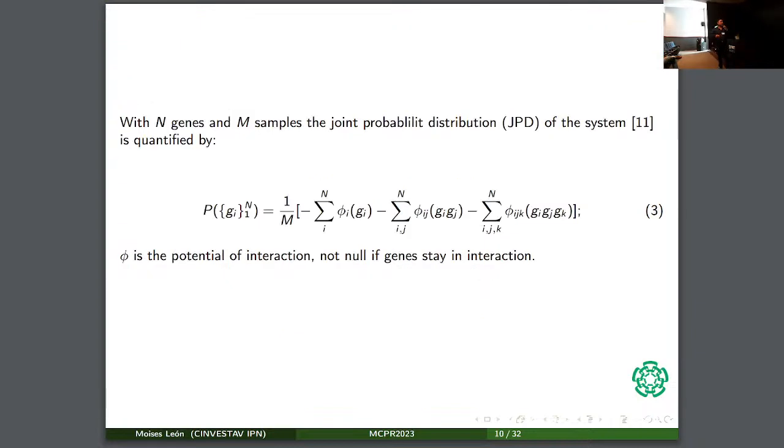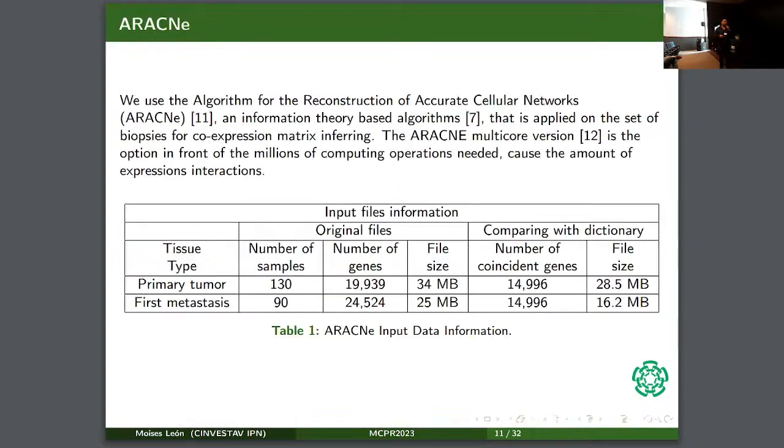Also, we use the joint probability distribution to see which are those interactions more important in the genetic network. From ARACNE, as I said, it was the algorithm for the reconstruction of accurate cellular networks. We use the multi-core version because it's faster. There are also some other algorithms that use information theory, but we think that this is a consolidated algorithm and it's very efficient.